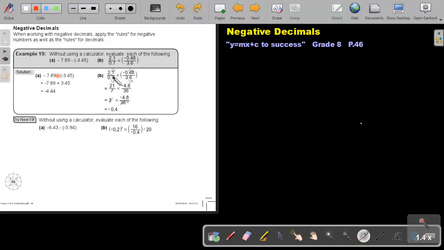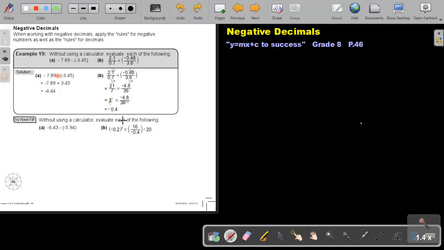If I look at this one, now I see I'm dividing by 0.7. And I want to make it a whole number. So I have to move that decimal point one position to the right. And I must then take that 2.1 and also move that decimal point one position to the right. So I will have 21 divided by 7. Do the same here. Move one position to the right. So it's negative 4.8. Then I can say 21 divided by 7, that will be 3. Don't forget that it's actually now 3 over 1.